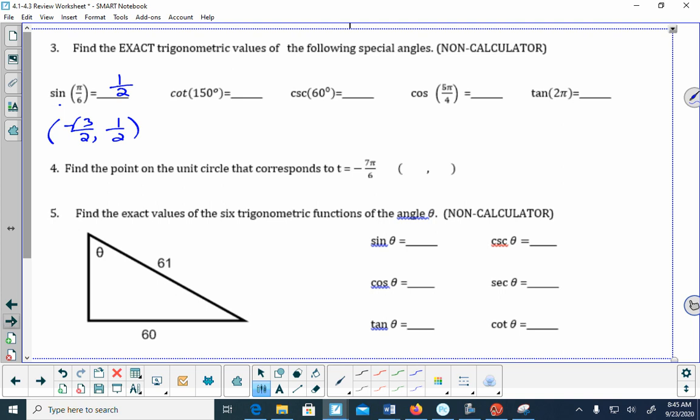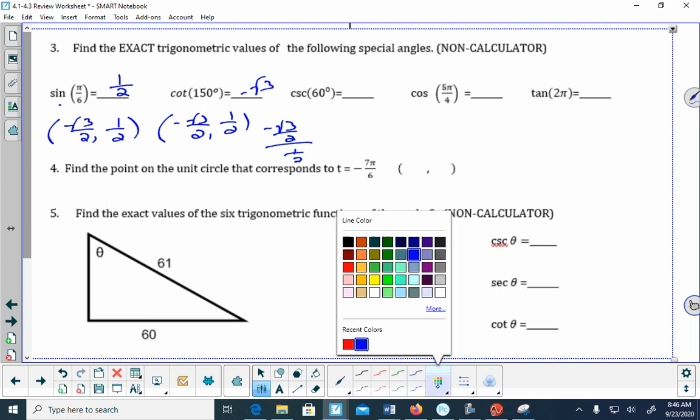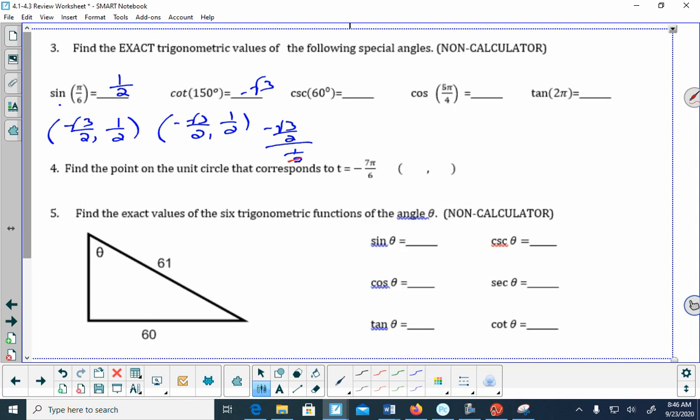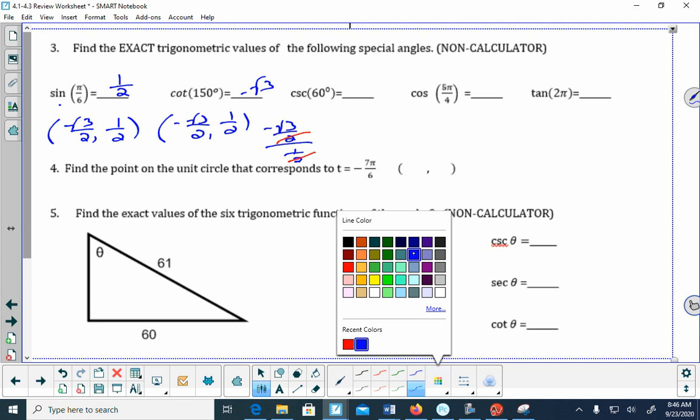Cotangent of 150 degrees. The ordered pair for that is negative square root of 3 over 2, 1/2. The cotangent is going to be the cosine, which is the x value, over the sine value. And when I do that, I get a negative square root of 3. Remember, a quick way of simplifying these is the denominators will go away, and I don't have to rationalize, so that's kind of nice. All right, doing the next one, cosecant of 60 degrees.